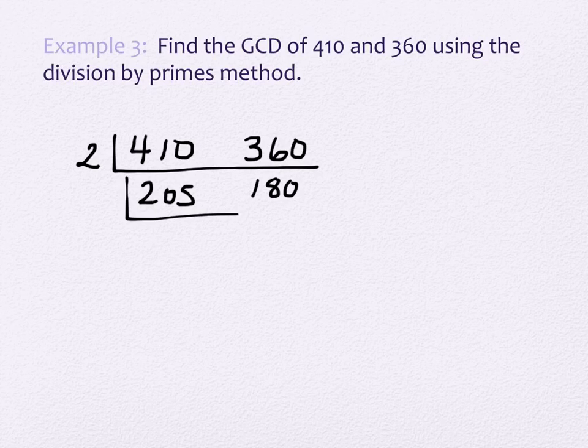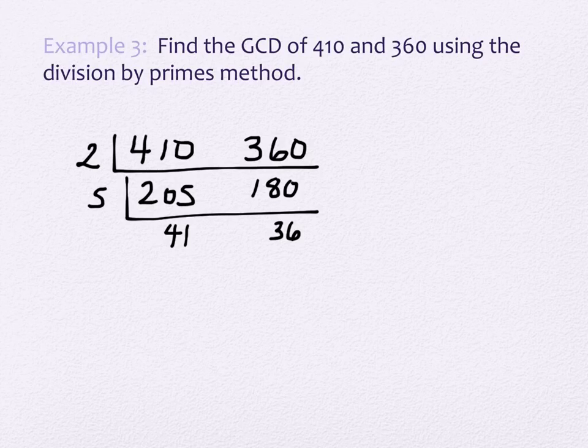All right, another prime number that divides both these numbers. 5. All right, now 205 divided by 5. 41. And 180 divided by 5. 36. Okay, now you may not know, I mean 41 is a little bit larger than some of the ones we've worked with. You may not know, is 41 prime or not? It is prime, okay? It is prime.